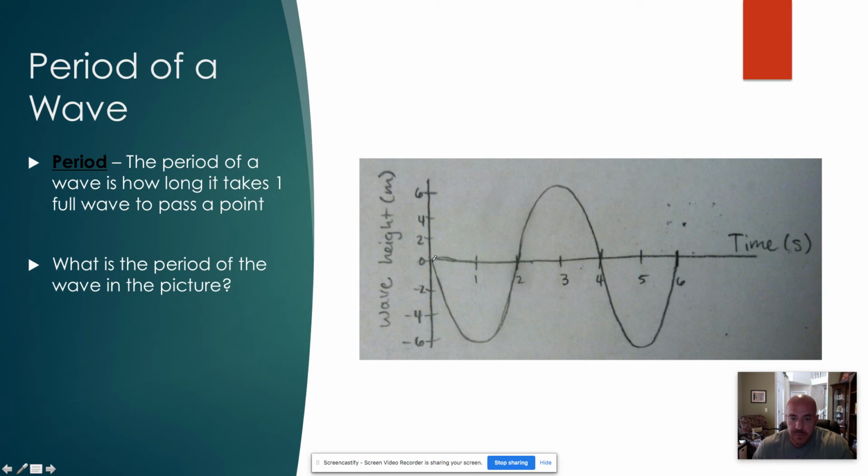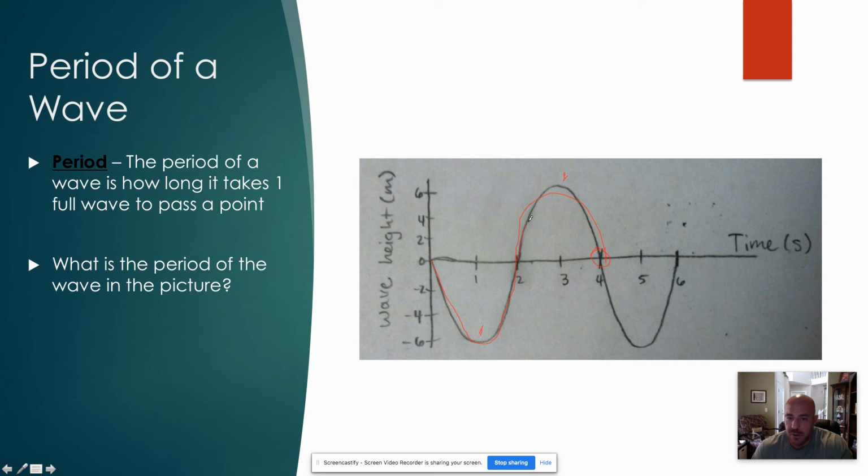So in this picture, I have one trough and one crest. So what I just drew is one full wave, the top and bottom part, the crest up here, the trough down here. And if you look, it took 4 seconds for that particular wave to pass, so it has a period of 4. Could I start at 2 and do the same thing?